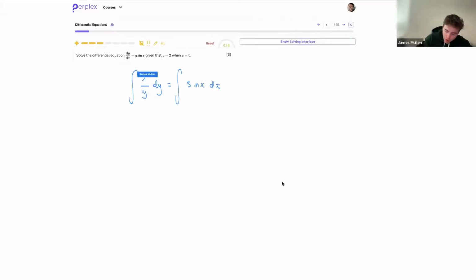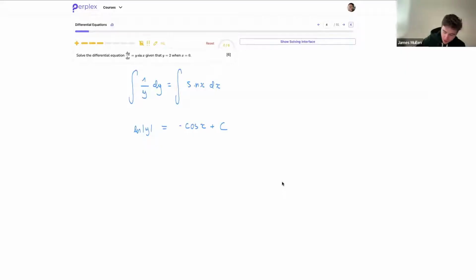And the integral of 1 over y dy is ln of the absolute value of y. And on the right-hand side, the integral of sin is negative cos x plus c. Now notice I didn't put a plus c on both sides because a constant on the right and a constant on the left can be absorbed into just one constant. You don't need to have multiple constants. They're not actually going to be adding anything new.